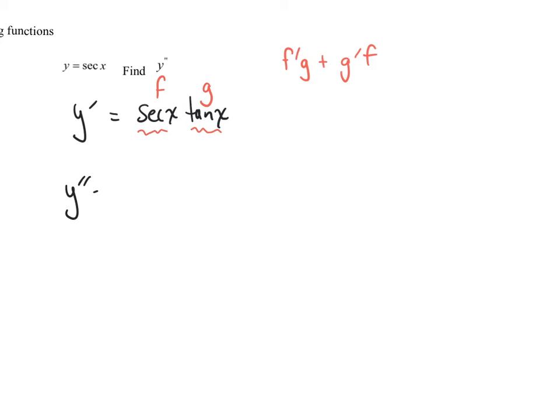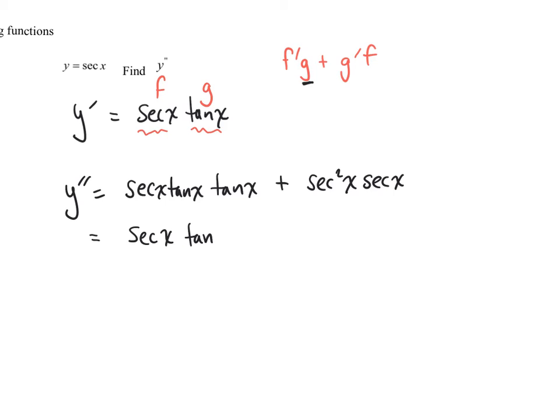So y double prime is going to be the derivative of f. So the derivative of secant x is secant x tangent x. That's the rule from the previous page. Times g, which is just tangent x, plus g prime. Now if I look back, the derivative of tangent is secant squared x, times f, which is secant x again. So if I simplify this, I can say it's secant x tangent squared x, because I have two tangents here, plus secant cubed x is y double prime.